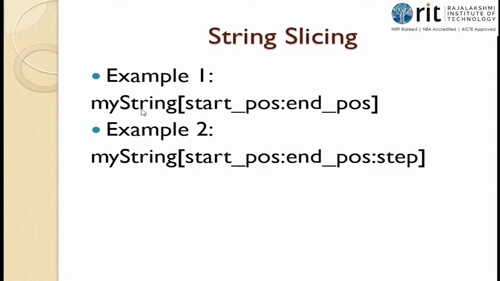My string, the string name, and again you have the square bracket. The square bracket is the index operator. We are going to use the square bracket for slicing too. But what is the catch for slicing? You will have to have square brackets and then a colon inside the square bracket. If it is a square bracket alone, it is the index operator. A square bracket along with a colon inside it is called the slicing operator. Okay, look at example 2. That is the standard syntax: my string name, square brackets, starting position, colon, ending position, colon, step.